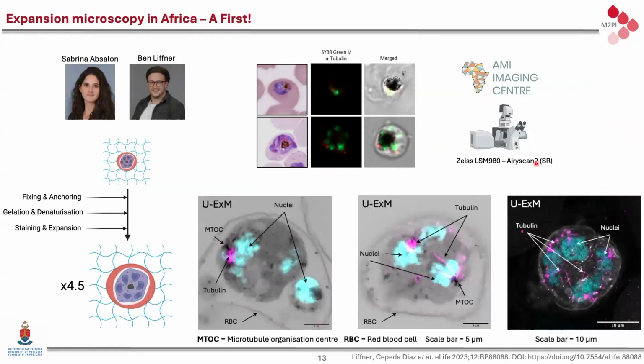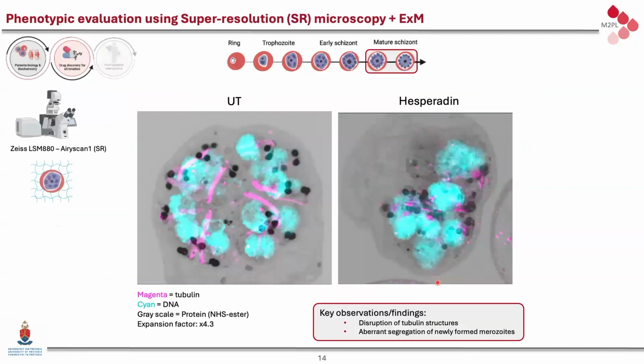We were able to expand the first ever malaria parasites in Africa. And we do see with great quality some cool structures like the microtubule organizing centers, different microtubule structures like the hemispindle here, a mitotic spindle, as well as various other cool ultrastructures. So I then used this expansion microscopy technique to evaluate what hesperidine-treated parasites look like.